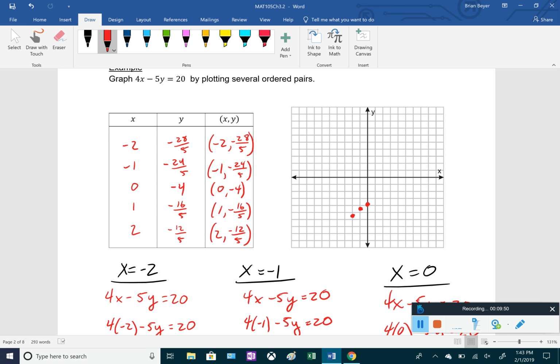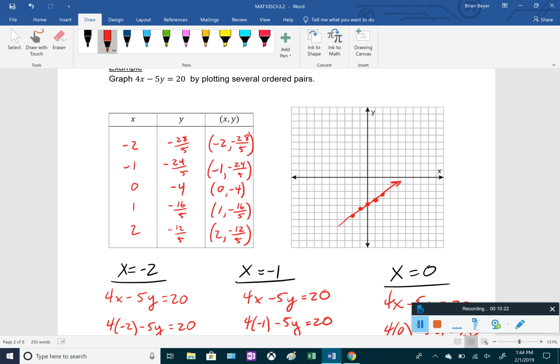Then we have 1, comma -16 over 5. -16 over 5 is going to be -3.2. So about right here. And lastly, 2, comma -12 over 5. -12 over 5 should give us -2.4. Right there. Okay, so it looks like it's decently accurate. Not perfect, but probably didn't mess anything up.